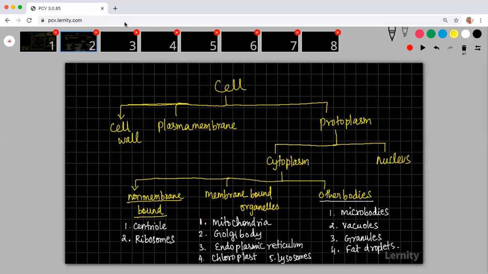Other bodies, what are the other bodies? You have microbodies, you have vacuoles, you have granules, you have fat droplets. All these things are considered to be other bodies. So this is how the organization is happening.